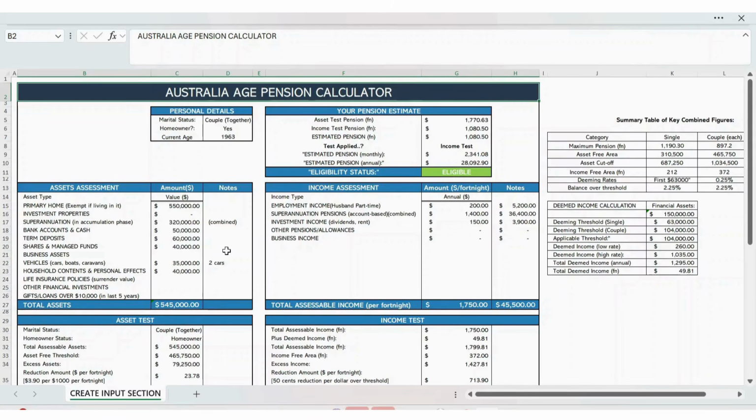And there you have it, a complete guide to understanding the Australian age pension using this comprehensive calculator. Remember, the key takeaways are your family home is exempt from the asset test. Both assets and income are tested and you get the lower result. Deeming applies to financial investments. Regular review is essential as thresholds change annually.